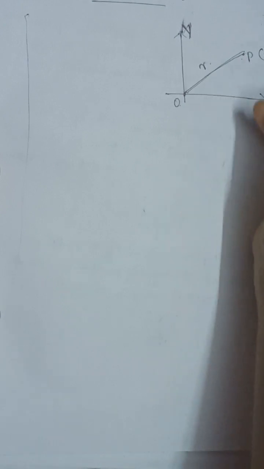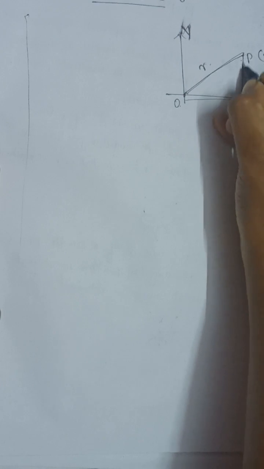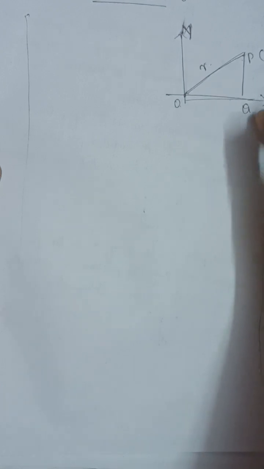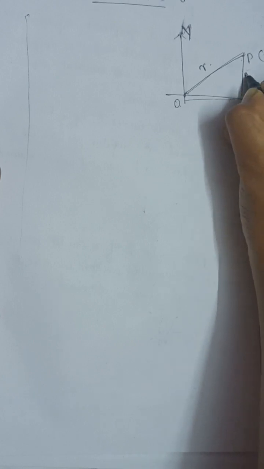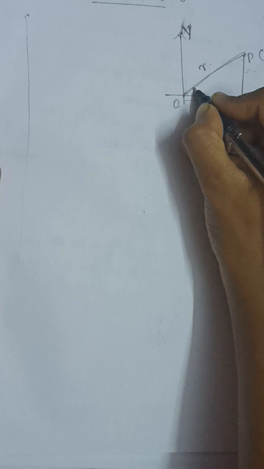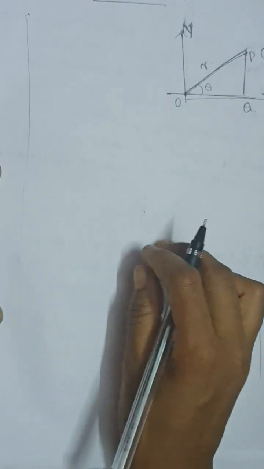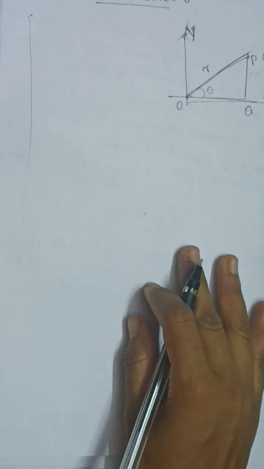From P we draw a perpendicular to the initial line, and represent the foot as Q. Here r comma theta are the coordinates of the point P, and theta is the angle between the initial line and the radius vector. Now let us derive how the equation comes.